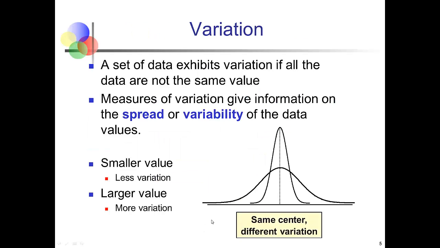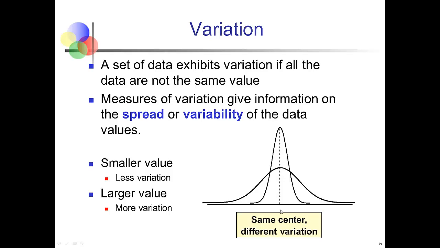When we talk about variation, what we mean is how much spread is there in the data. If you have a set of data where all the data points are not the exact same value, then there's variation in the data. There's spread in the data. So these different measures of variation are going to give us different measures of spread, how far apart variables are in the data. All of these measures of variation have a similar characteristic. The smaller the value, the less variation there is in the data. The larger the value, the more variation there is in the data.